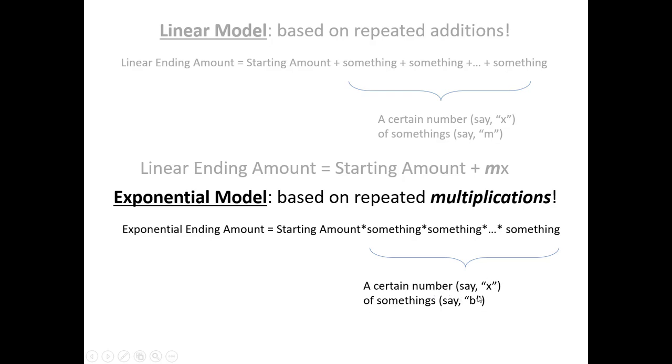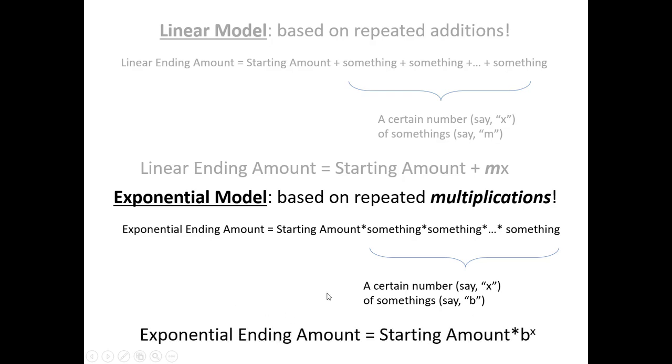And this time I'm using b. I'm just trying to use a different letter. But I still want to use x, and the reason is this. I want x to be the variable. Because up here with the linear model, x was a certain number of additions. Now it's a certain number of multiplications, and that's why it's an exponent. Just like multiplication is used to shorthand addition, exponents are used to shorthand multiplication. So if you multiply by the same thing a bunch of times, you can raise that same thing to the power of whatever you need to raise it to. Now, this is a general idea of exponential models.